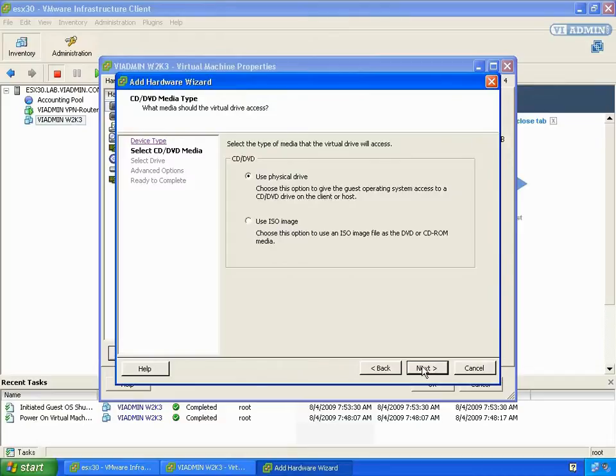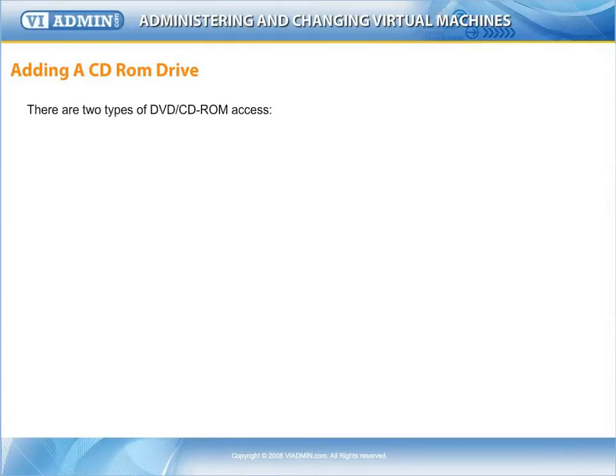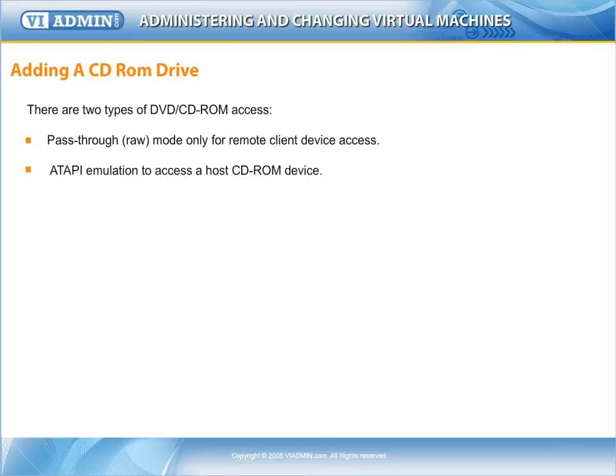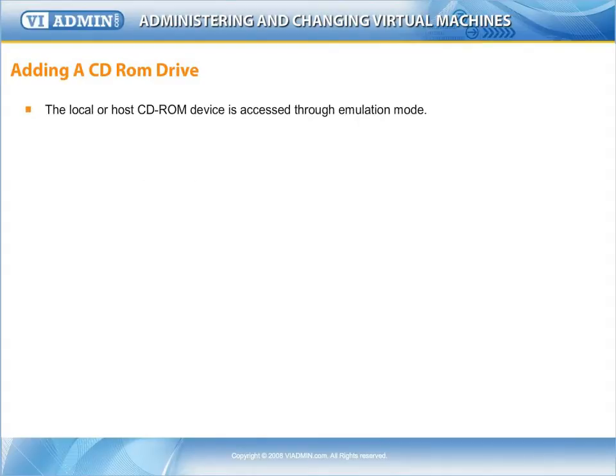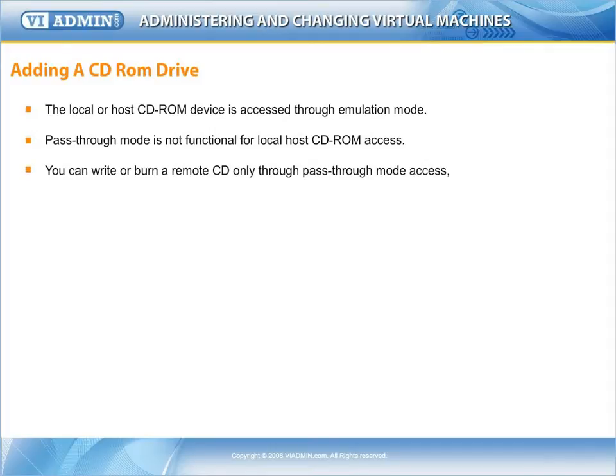You can access a client CD-ROM device or host CD-ROM device. There are two types of DVD CD-ROM access. A. You should use pass-through, RAW, mode only for remote client device access. B. Use ATAPI emulation to access a host CD-ROM device. The local or host CD-ROM device is accessed through emulation mode. Pass-through mode is not functional for local host CD-ROM access. You can write or burn a remote CD only through pass-through mode access. But in emulation mode, you can only read a CD-ROM from a host CD-ROM device.